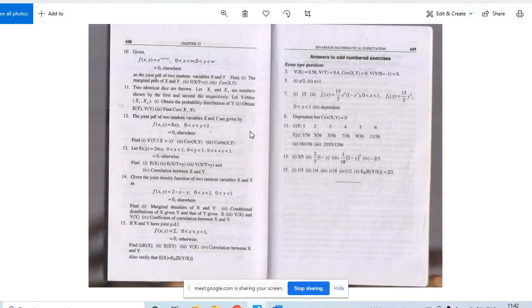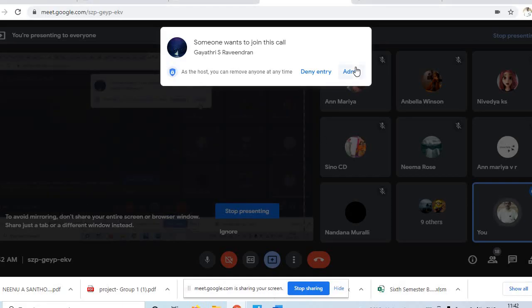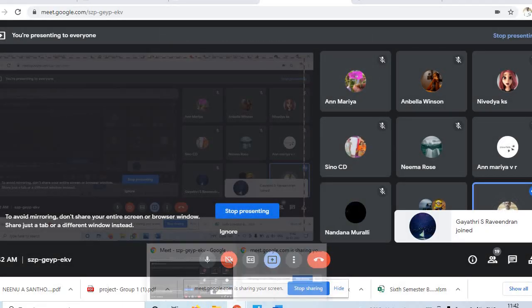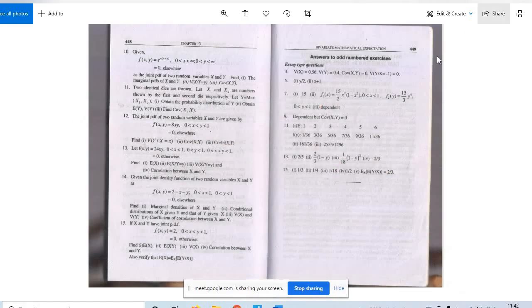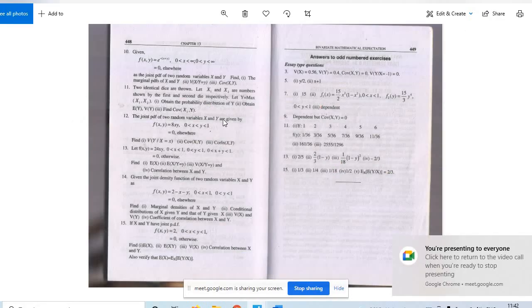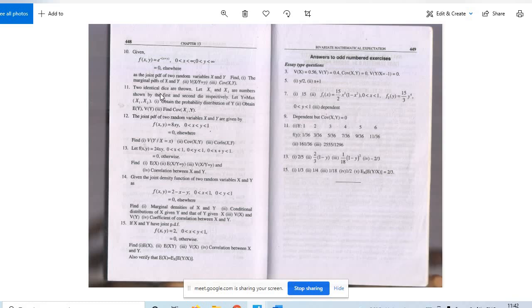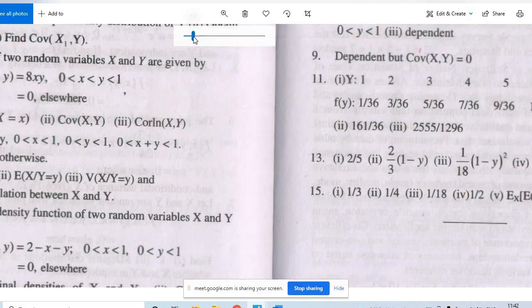So today we discuss some problems. It is given that, you can look at the problem number 10.